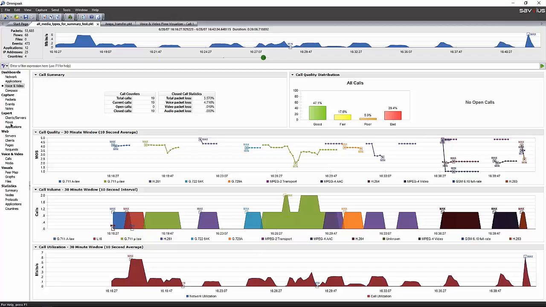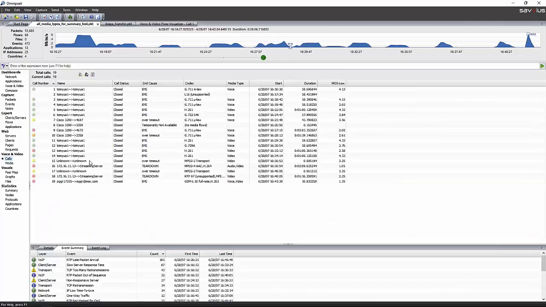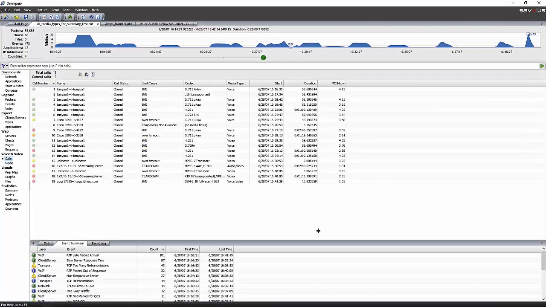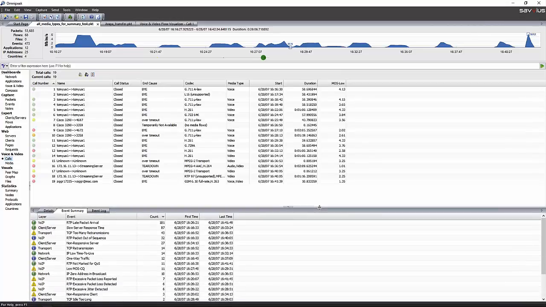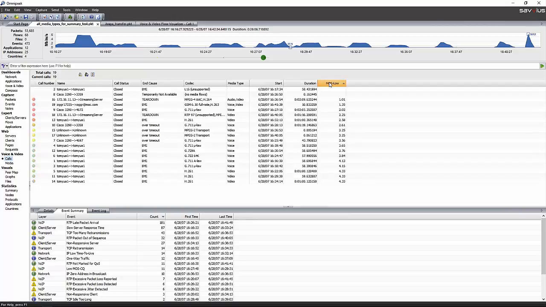If we want to go a level deeper, we can go into our calls view where we're actually able to list all of these calls call by call. And let's say we are trying to do some troubleshooting. Well, there's a few ways to go about that troubleshooting, right? We may, number one, say, you know what, I'm interested in my mean opinion score. I know that's important to me. I want to go over and sort so that I can quickly find the calls with the lowest mean opinion scores because those are my problems.